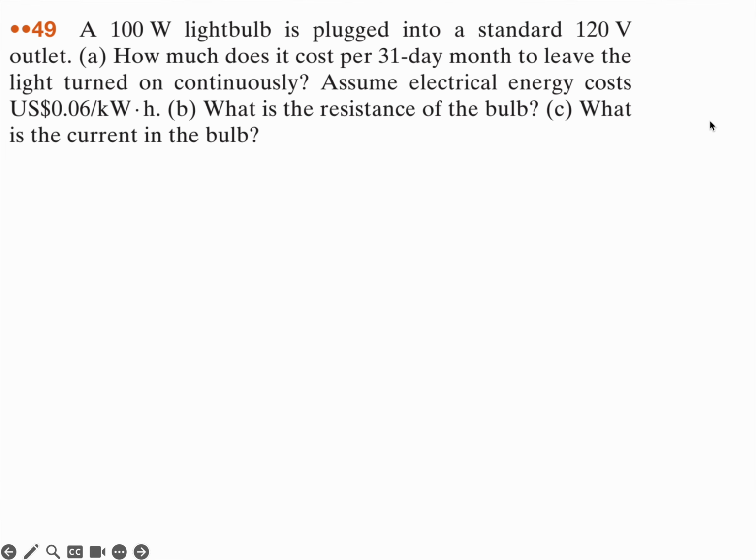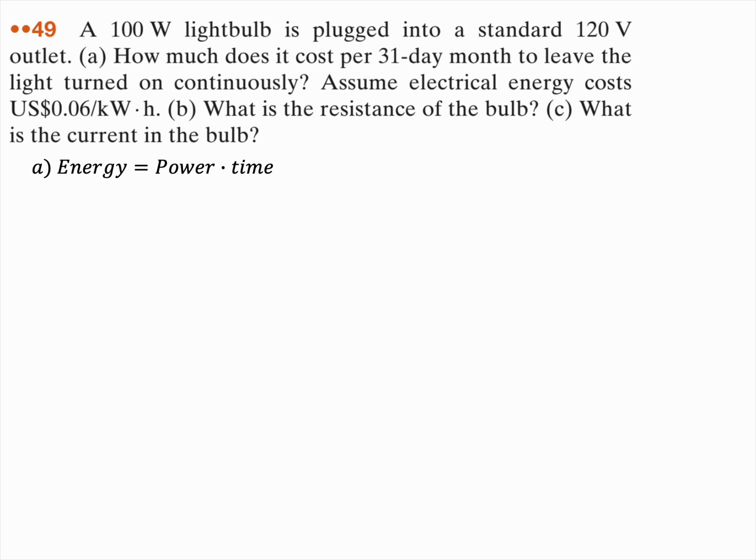So number 49, we have a 100-watt light bulb that's plugged into a standard 120-volt outlet. Question A, how much does it cost per 31-day month to leave the light turned on continuously? Assume electrical energy costs 6 cents per kilowatt hour.